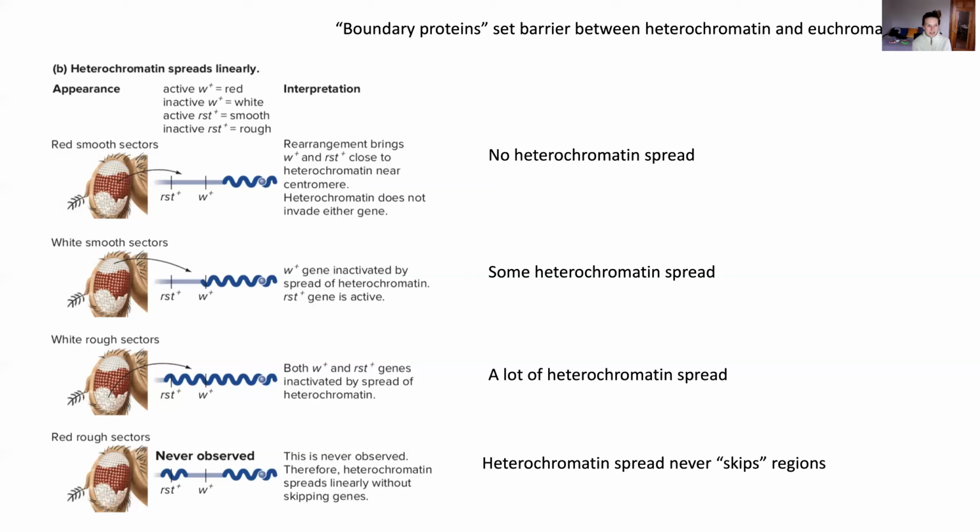Now, the very last panel of this figure is something that we never see. We never see white eyes with red cells with a rough appearance. And what that tells us is that heterochromatin never skips. It spreads along the chromosome, or it doesn't. It doesn't just jump from patch to patch. And this is more evidence for those boundary proteins that are setting a barrier.